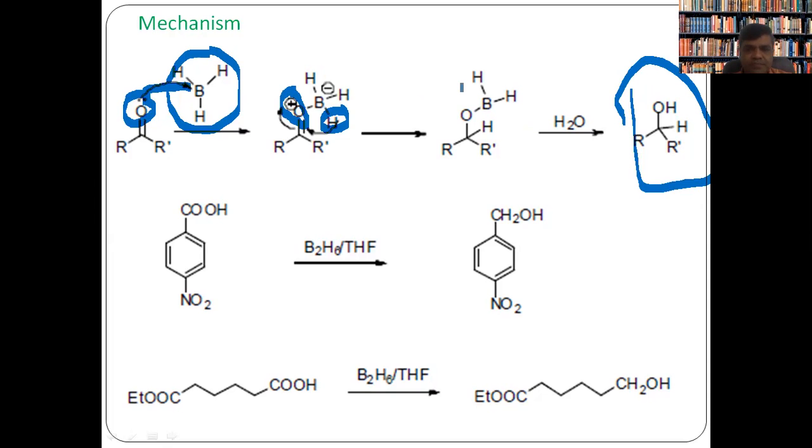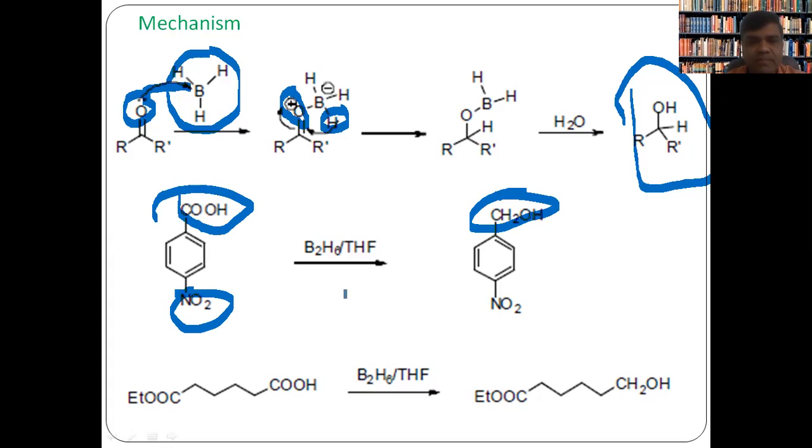Again, here some examples are given. See this one. Here acid and NO2, two functional groups, are there. The acid functional group is reduced to primary alcohol, while nitro remains as it is. It is a selective reagent which doesn't reduce NO2 to NH2. The NO2 group remains as it is. Only the acidic group is reduced to primary alcohol.